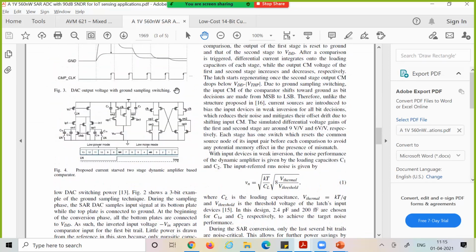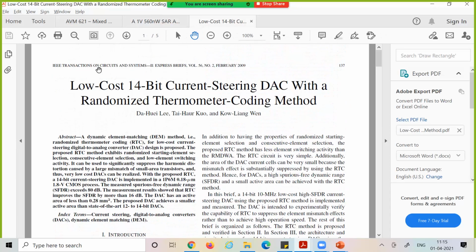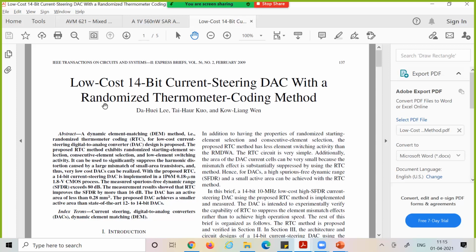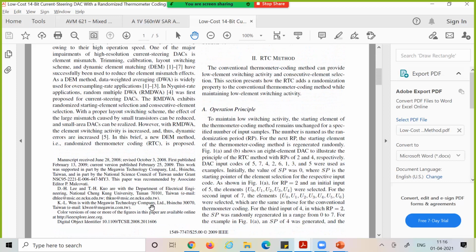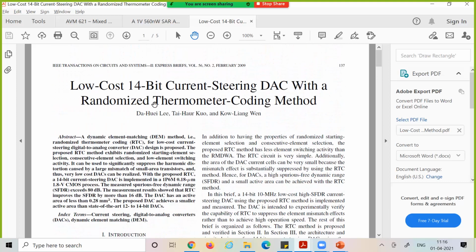And the other paper is also from the same TCAS 2, Transactions on Circuits and Systems 2, which is a low cost 14-bit current steering DAC with a randomized thermometer coding method. I think this is from MediaTek. No, they are from some Megawin Technology. Whatever, right? And this is a Taiwan paper, yeah. So this is also about 5 pages long.